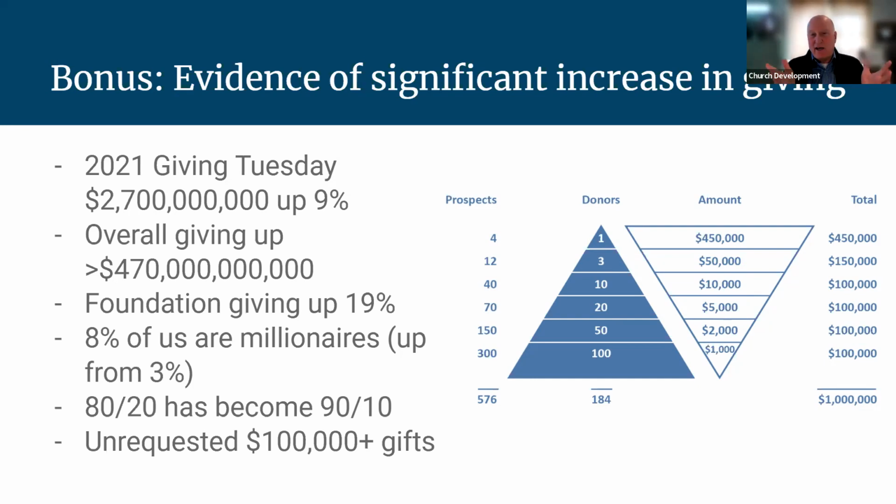It makes it look a lot like this pyramid. Well, you will have a dozen people give about half of what you are going to raise. So the 80-20 principle has now become 90-10. So facilitate that, welcome that, invite that, and you can make this happen.